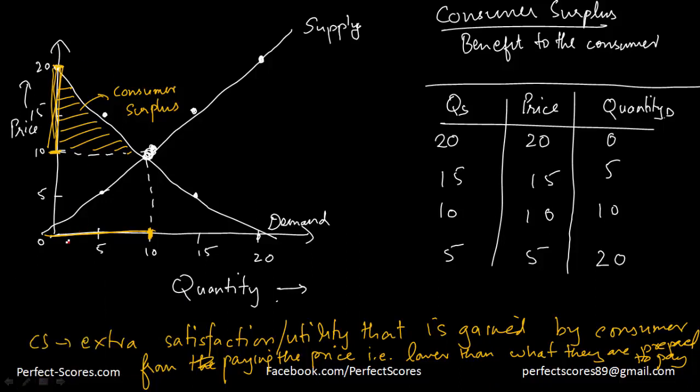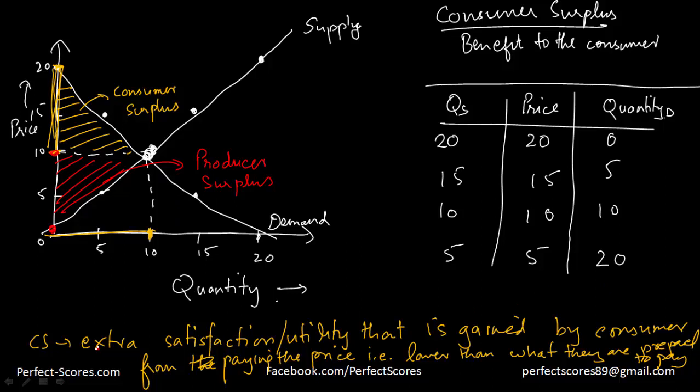Now if I talk about the producer surplus, based on the same example, the producers are ready to sell at $0, but they are selling at $10, which means this area over here represents the producer surplus. That would again be the extra satisfaction or utility gained by the producers from selling at a price higher than what they are prepared to sell at. So this area over here would be your producer surplus.